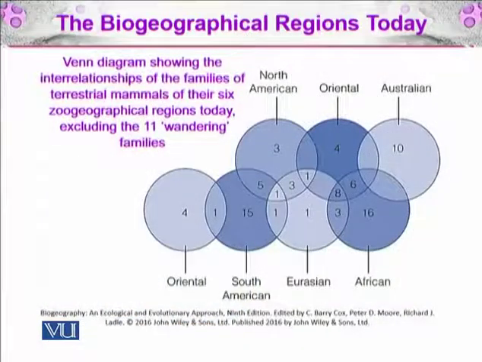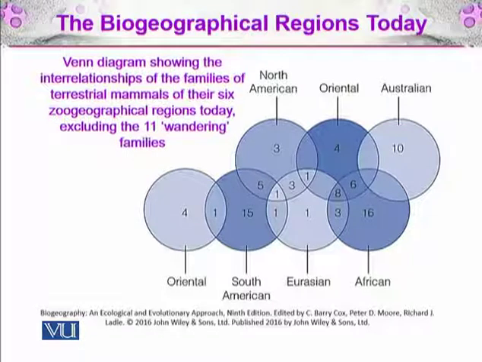And here you can see the Venn diagram showing the interrelationship of the families of terrestrial mammals of 6 geographical regions today, excluding the 11 wandering families. These 11 wandering families could be found everywhere, and we cannot say that these are indigenous to one particular region. So Oriental 4, South American 15, Eurasian, African, Australian, Oriental, and North American.